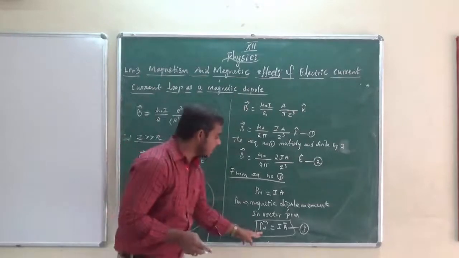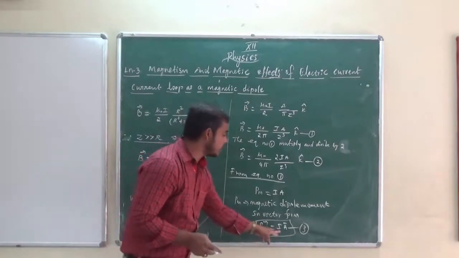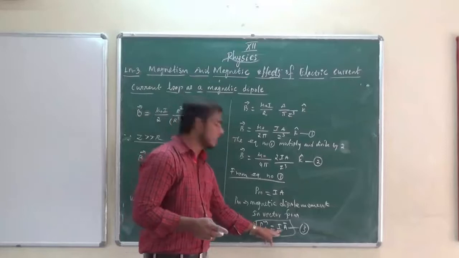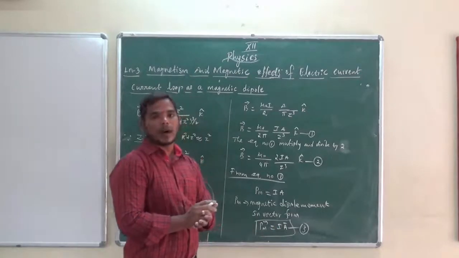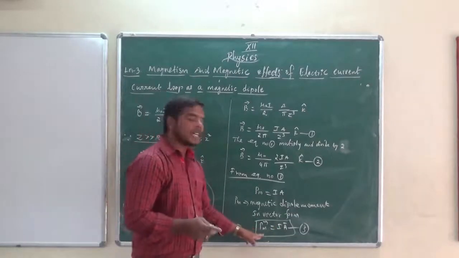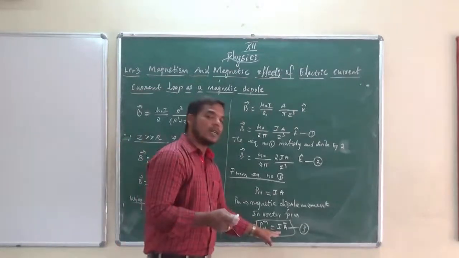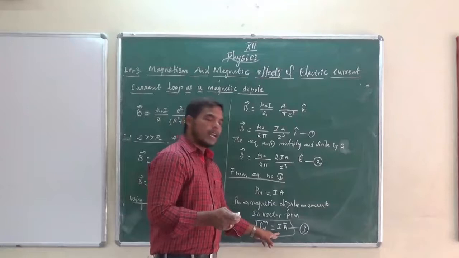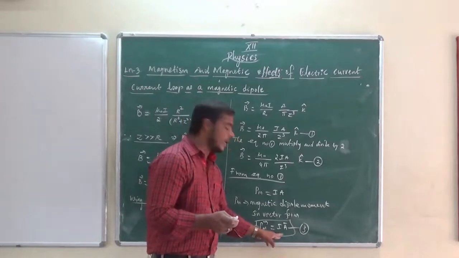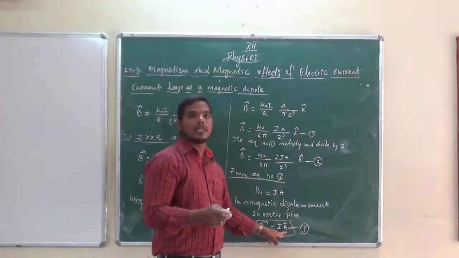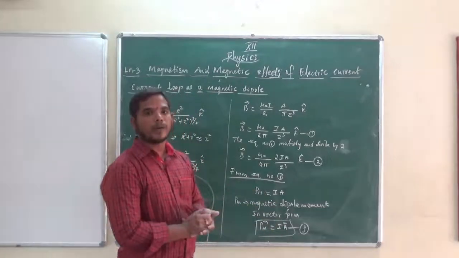So the magnetic dipole moment is defined as the product of the current in the circular coil and the area of the circular coil. The magnetic dipole moment of a current carrying circular coil is defined as the product of the current in the circular coil and the area of the circular coil. Very simple.